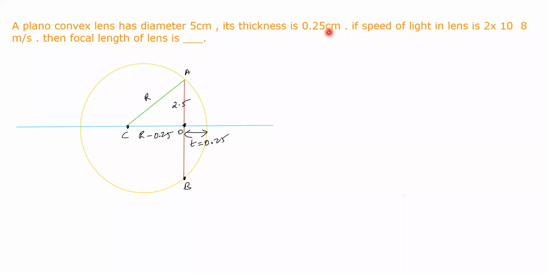Now we are going to solve an IIT JEE Advanced type problem. See here, a plano convex lens has a diameter of 5 centimeter, and its thickness is 0.25 centimeter. If the speed of light inside the lens is 2 × 10^8 meter per second, then we have to find the focal length of the lens.